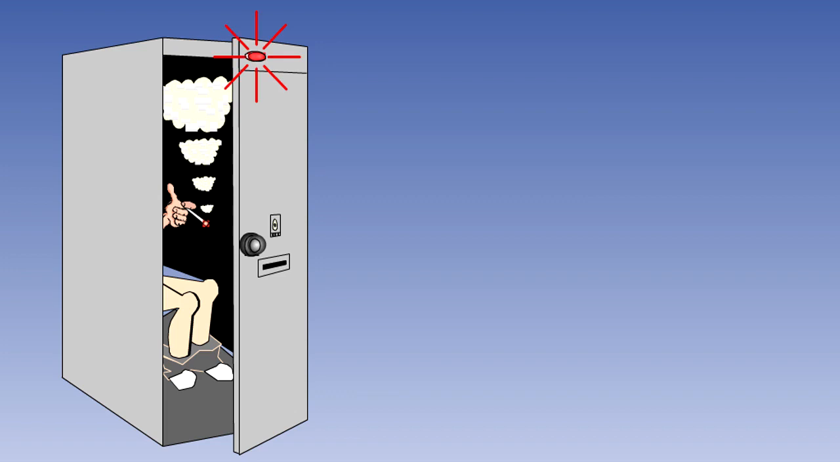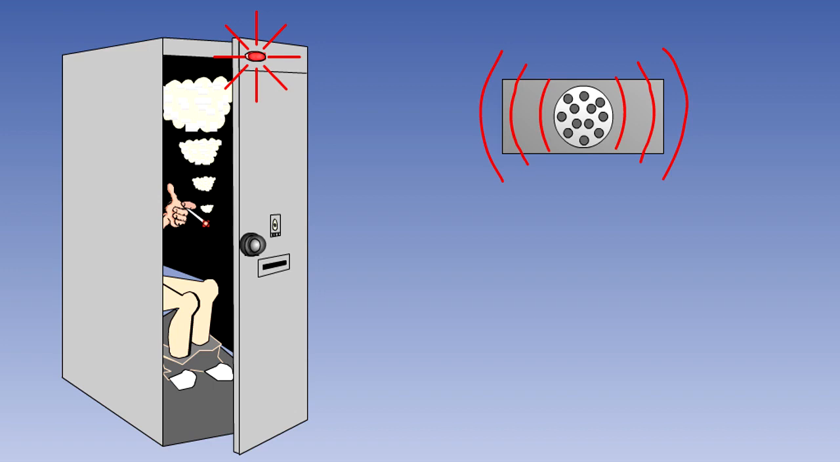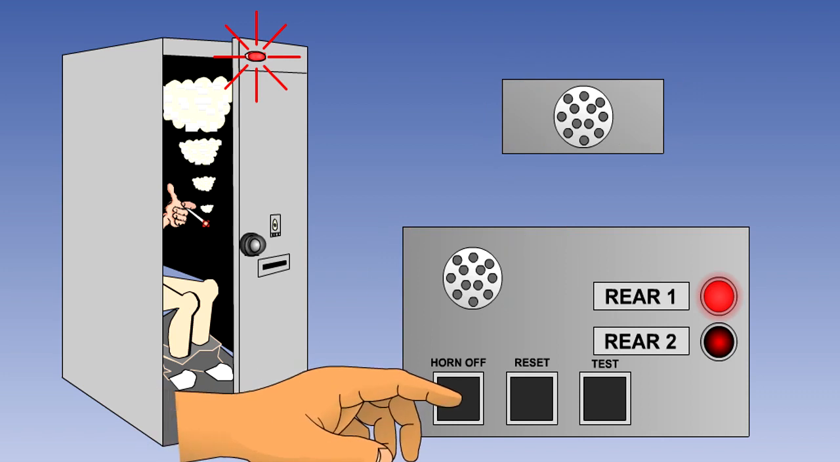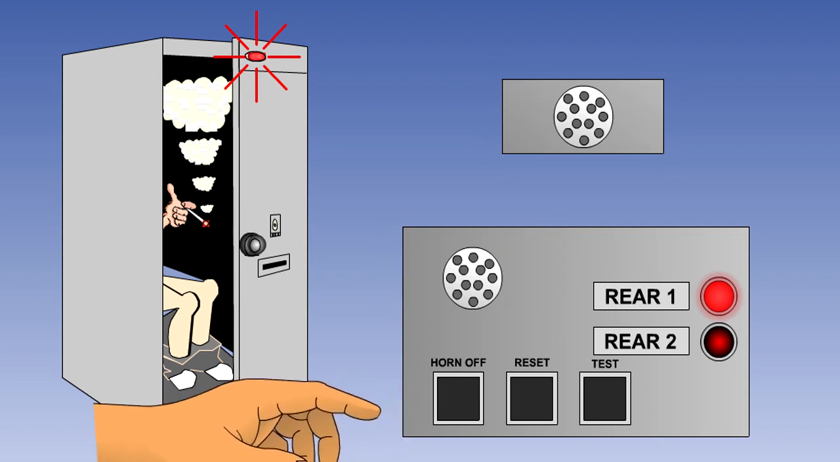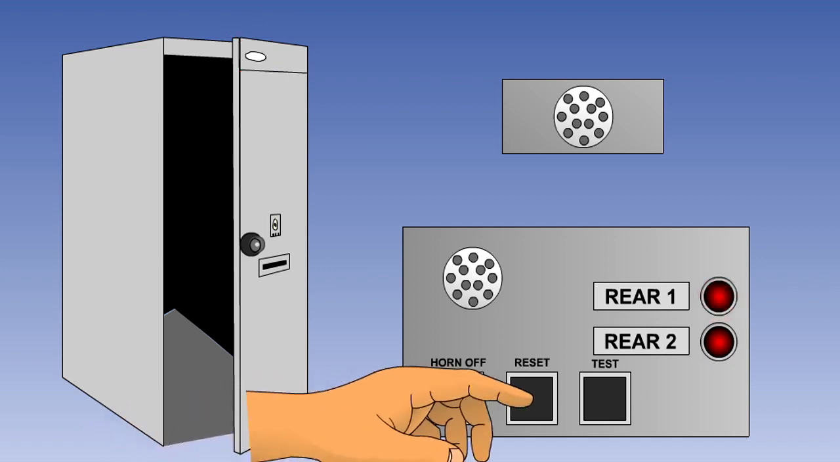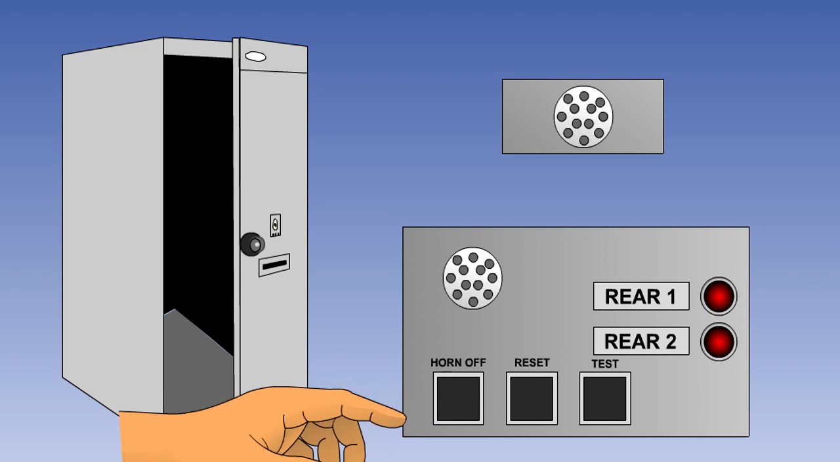If smoke is detected in a lavatory, a warning light will come on outside the affected lavatory. The cabin chimes will sound, and a warning will be given both orally and visually at the senior cabin crew member station. The oral warning can be cancelled, but the warning light will remain lit until the smoke has cleared and the reset button is pressed.